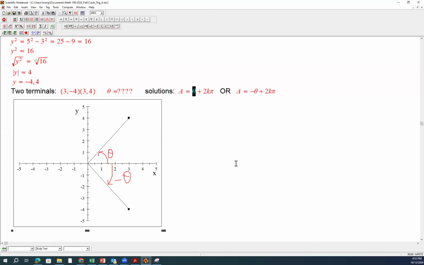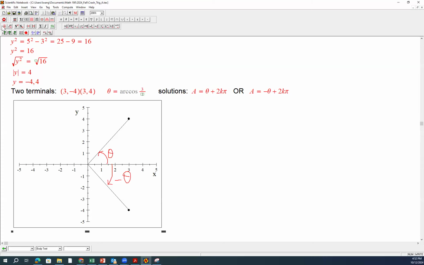As you can see, to represent theta is critical. Do we have something to represent theta? The answer is yes. In this case, we can use arc cosine, and we use the ratio that was given to us as 3/5. And this will produce one and only one theta. So now the solution is complete.